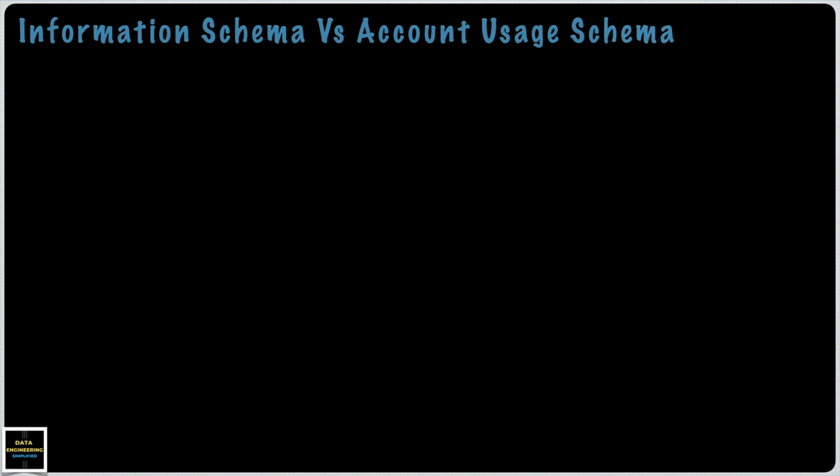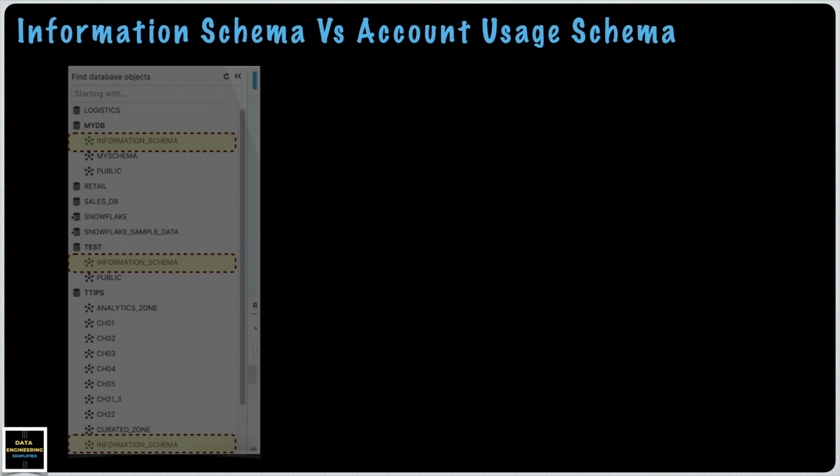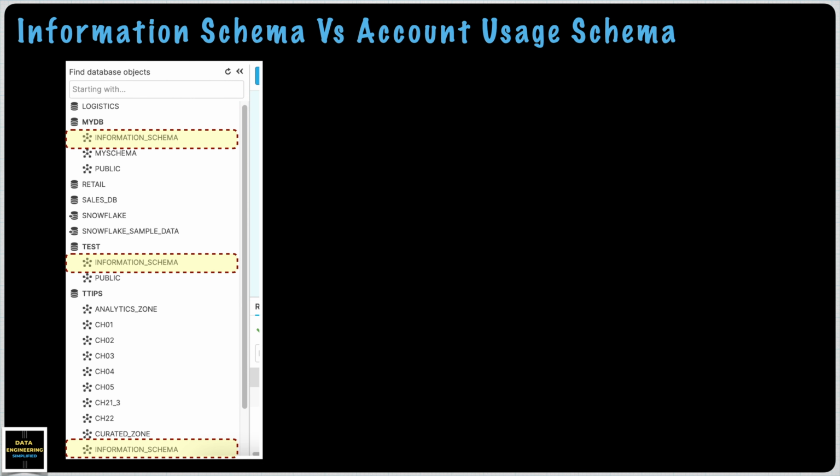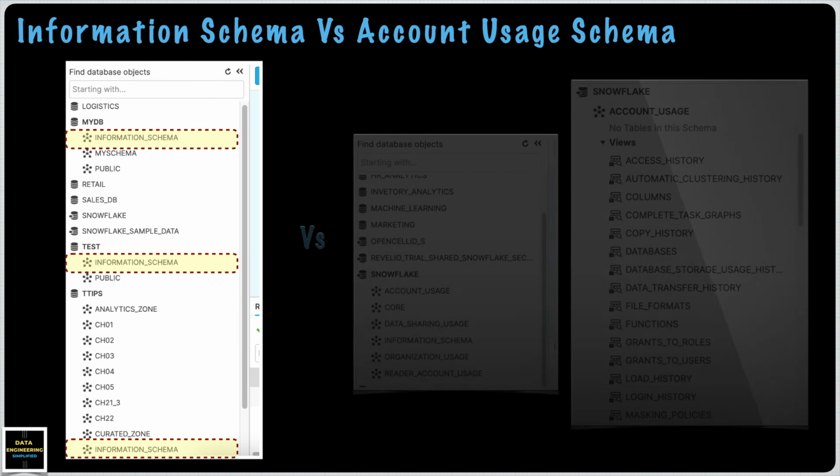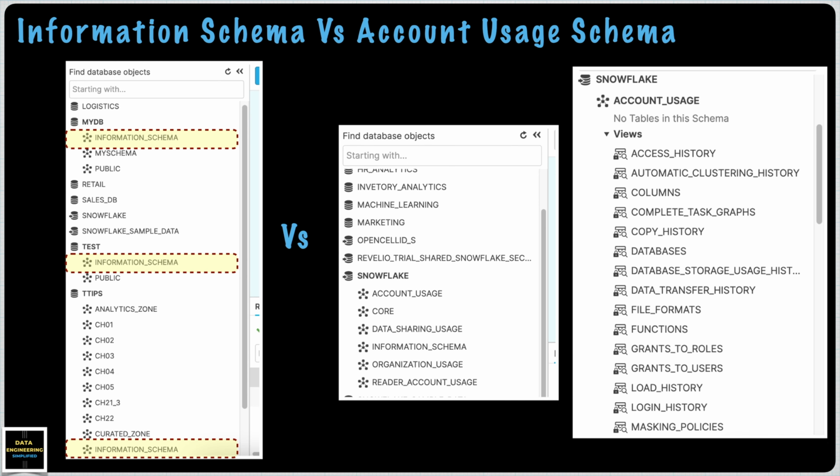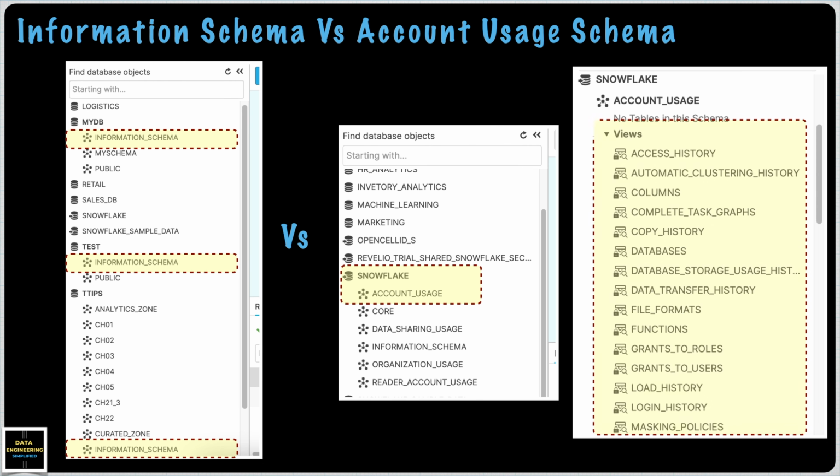Now, you may have a question: what is this account usage schema and how is it different from information schema? Unlike information schema, which is created per database, account usage schema is a single instance in your Snowflake account, and it is created automatically by Snowflake under the Snowflake database. This database and schema is accessible only to the account admin role and captures much more information than information schema.